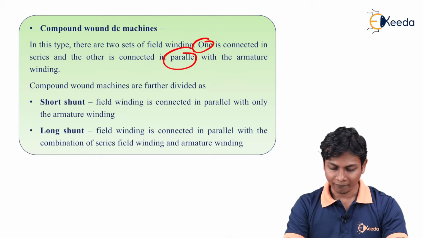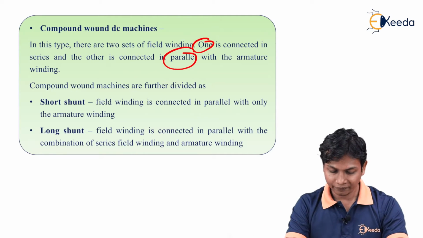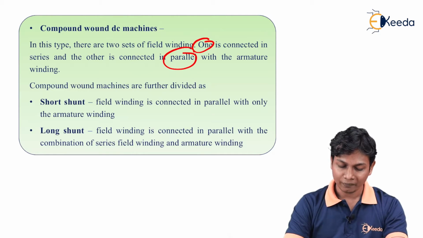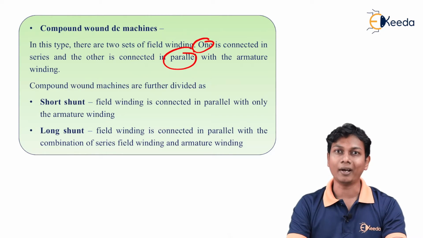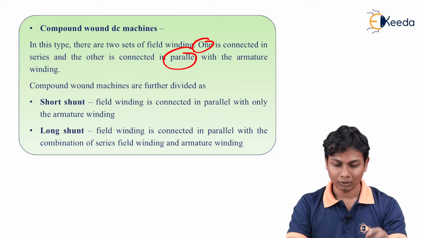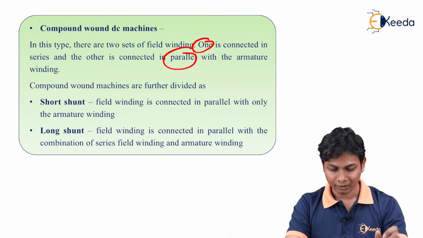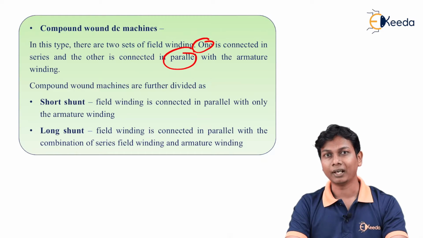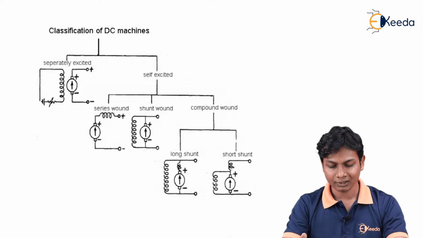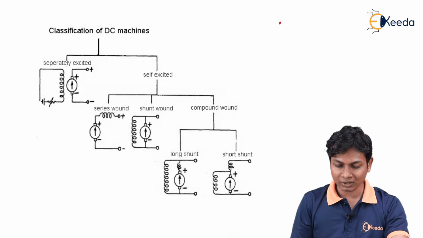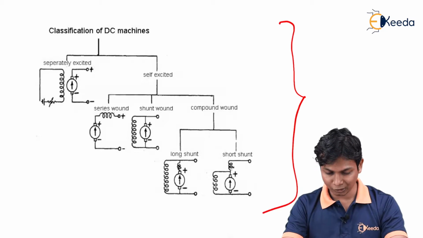But when the field winding is connected in parallel with the combination of series field and the armature winding, we require a long shunt. So the compound DC machine is of two types: the short shunt and the long shunt. Now here is the overview summary of the classification of DC machines.